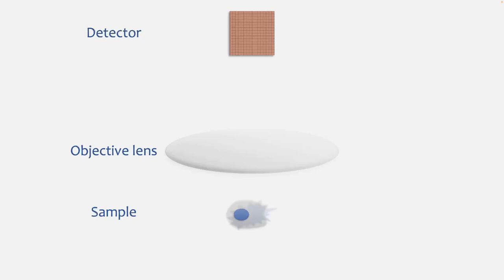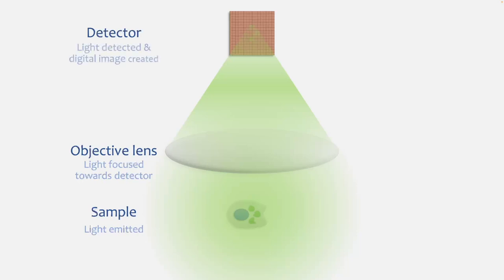And so we have the sample we care about, and whenever we come to images, there will be light emitted from that sample. Some of it will go into the objective lens, some of it won't, and so it won't actually contribute to the final image. But part of what does go into the objective lens can then be focused towards the detector, where the image is actually formed.